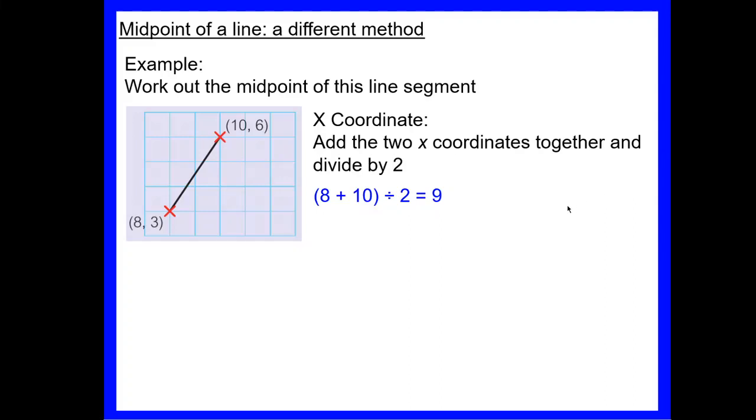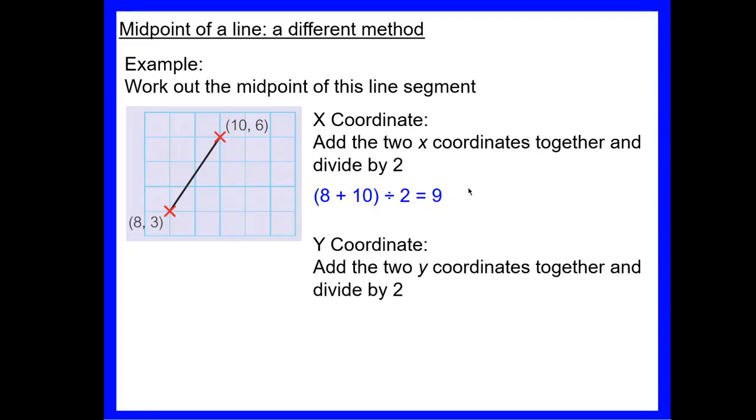We're now going to do the same for y. So our y coordinates are 3 and 6. So we add them together. 3 plus 6 is 9, and divide by 2. Again, we want the midpoint. Middle is halfway, so that's why we're dividing by 2. And that gives us 4.5. So we put those together. This is our x coordinate, and this is our y coordinate. And we get the midpoint is at 9, 4.5.